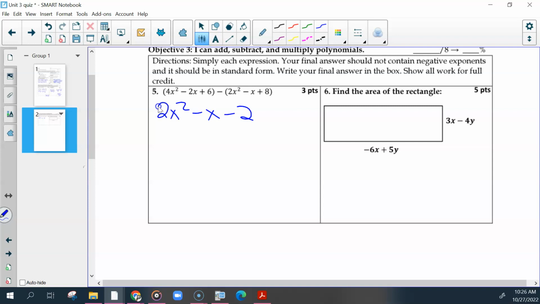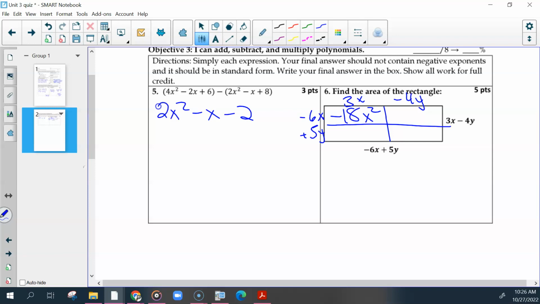Questions on that one? And then for the last one, so some of you were doing the box method, some of you were doing distributing or rewriting. Either was fine. Some of you were using this box as your box, which was also fine. But we have to remember that if we're multiplying like bases, we need to add the exponents, and some of us weren't doing that. So 3x times negative 6x would be negative 18x squared. So if we didn't square it, that was your problem.